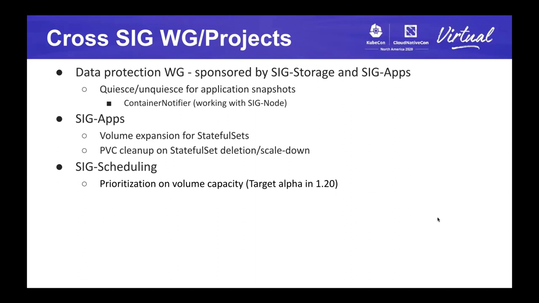And then with SIG Scheduling, we are working on a new alpha feature to be able to prioritize pod scheduling based off of available volume capacity in a particular node. This feature is going to target alpha in 1.20.